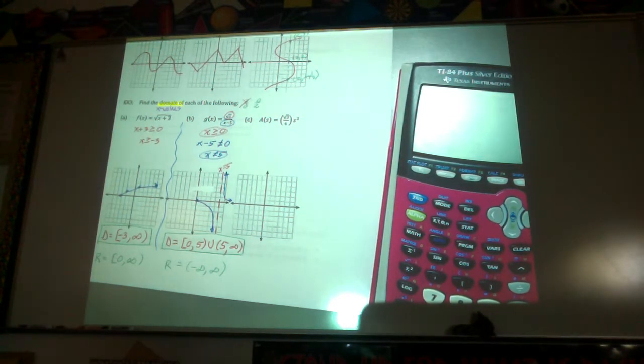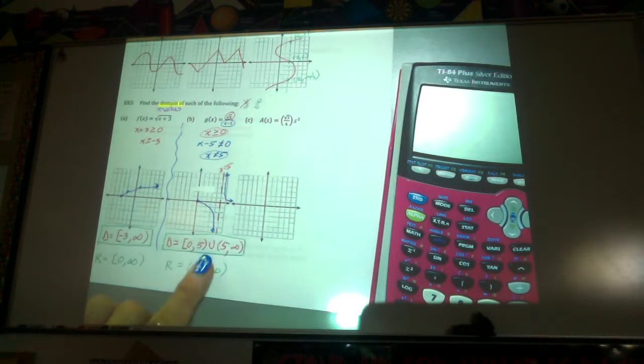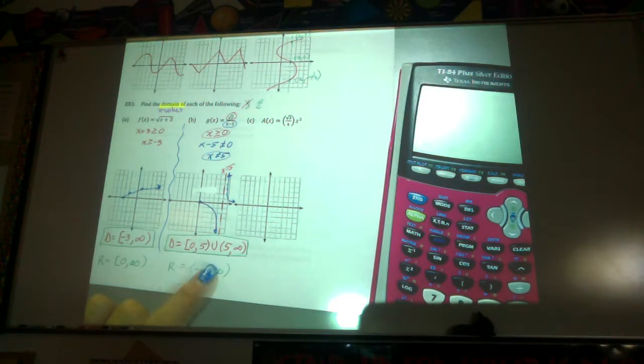All right, the last one. The U here, it's a U for union. When you do your MathXL, they might want a comma. They might only want the intervals. On my test, you're going to put a union, because you're telling what all the values of x are.